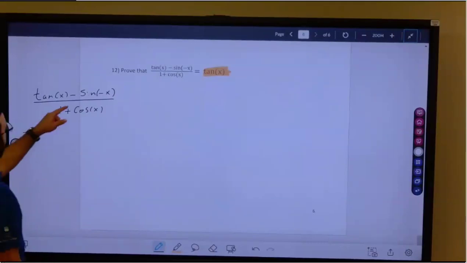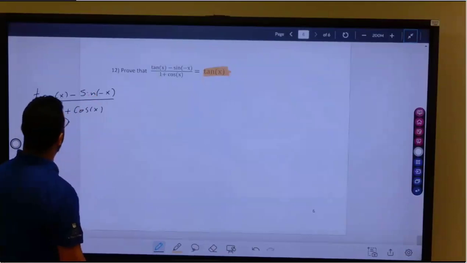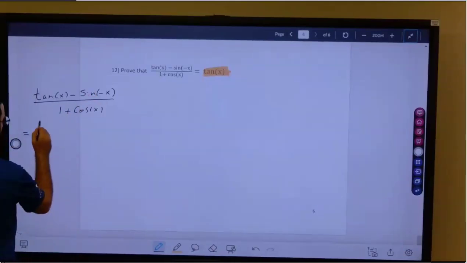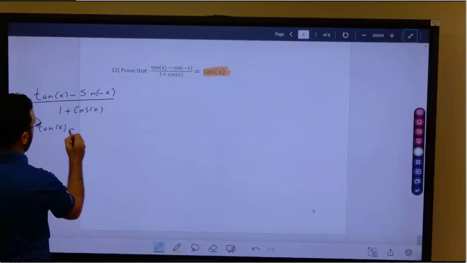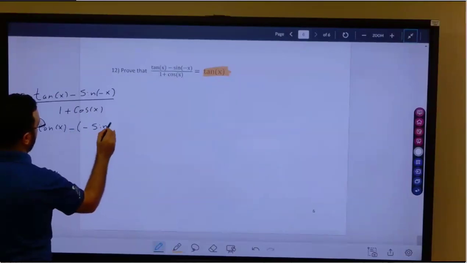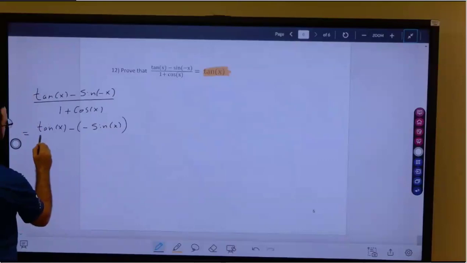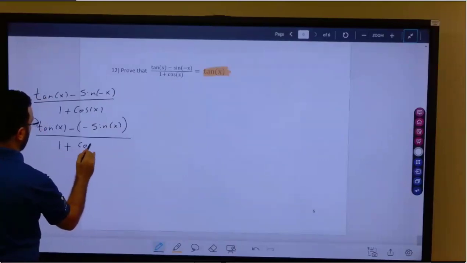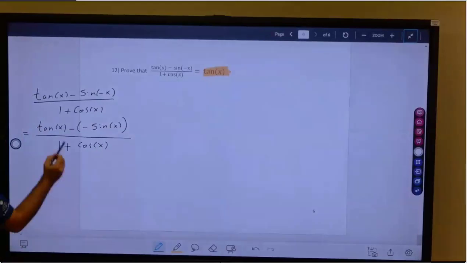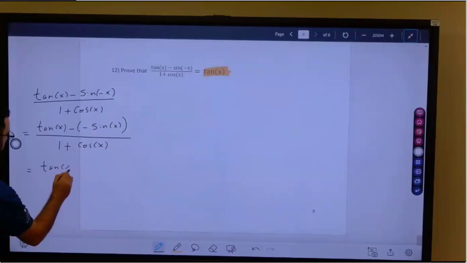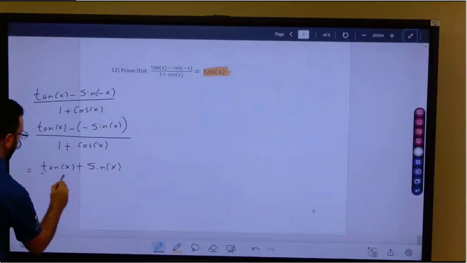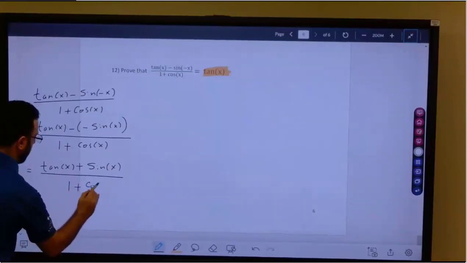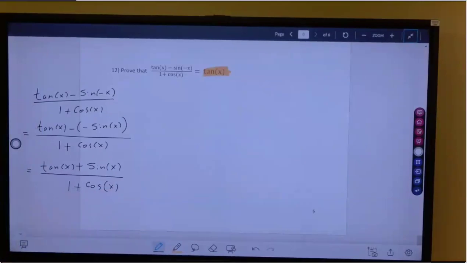First of all, I have sine negative x, which is equal to negative sine x. So it's going to be tangent x minus negative sine x, divided by 1 plus sine x. Now negative times negative is positive, so it's going to be tangent x plus sine x, everything divided by 1 plus cosine x.